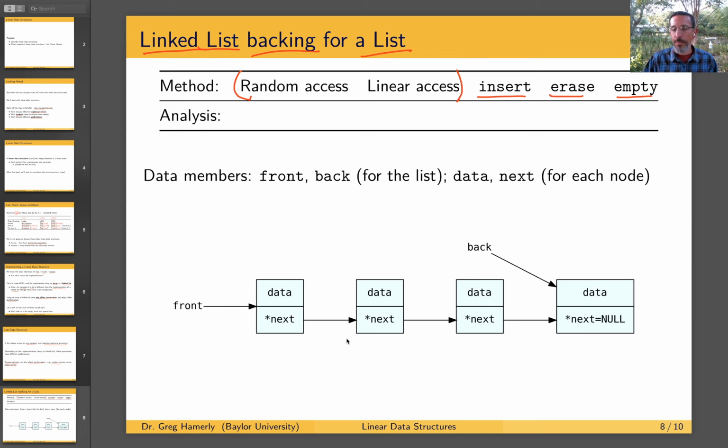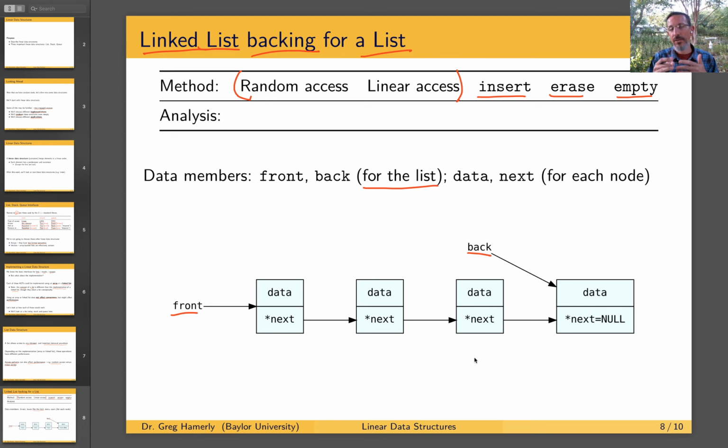Now here's a pictorial description of what a linked list would look like. We have our front pointer and our back pointer, and both of those are members of the list data structure. Then the front points at a node, which points at another node, which points at another node, which points at this node, which points at nothing, right? It points to null, indicating the end of the list. Notice that this is a singly linked list. I could have described a doubly linked list.